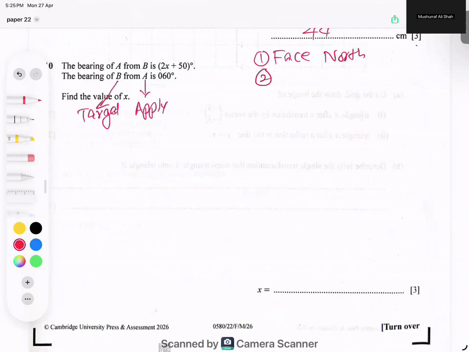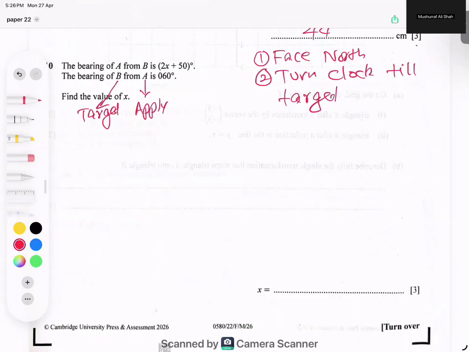And number 2, turn clockwise till target. Turn clockwise till target. So this part is very clear. And target is what, students? Target is mentioned. I mentioned here clearly.